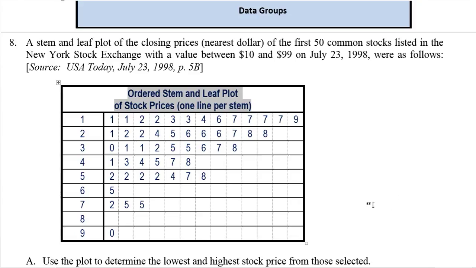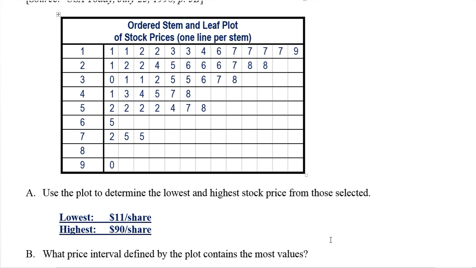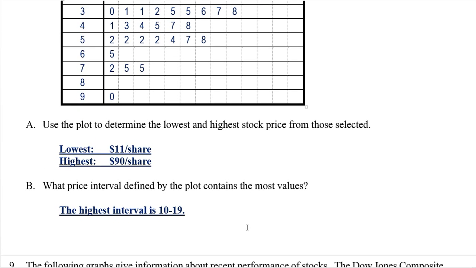What's the highest and lowest price of those? The highest and lowest stock price for those selected? Well, the lowest is here, which is 11, and the highest is here, which is 90, and that's dollars per share. Which one contains the most values? Which is this one, which is in the teens. That's from 10 to 19 dollars per share.